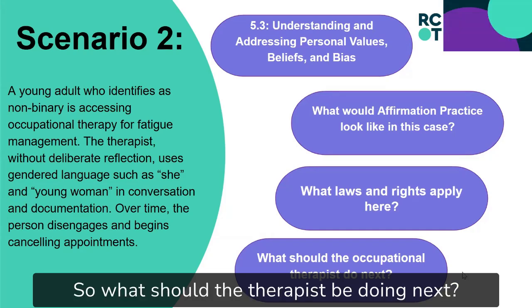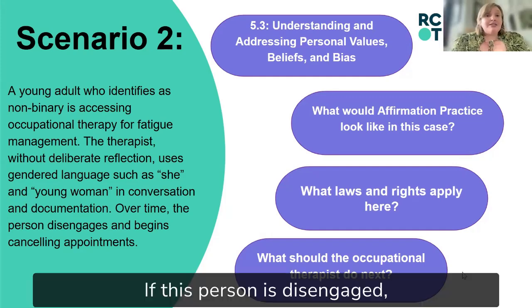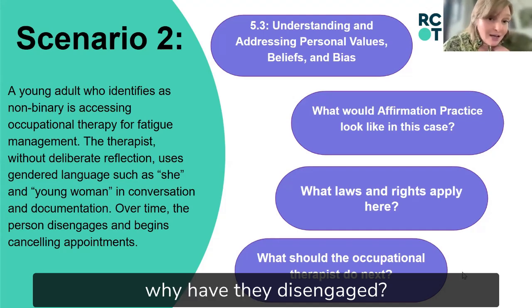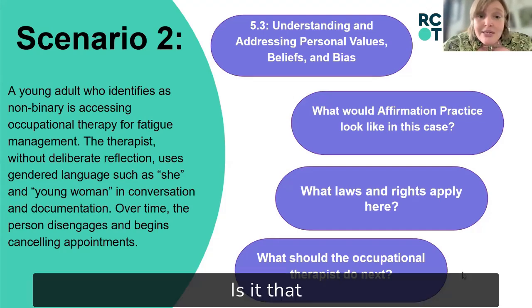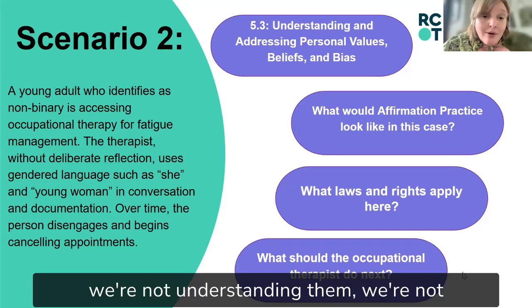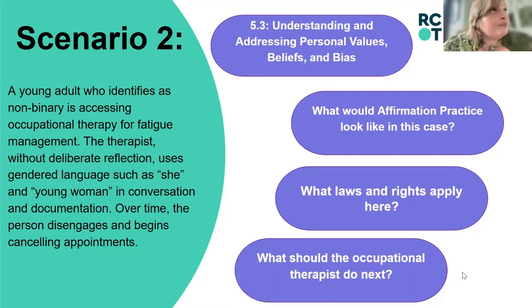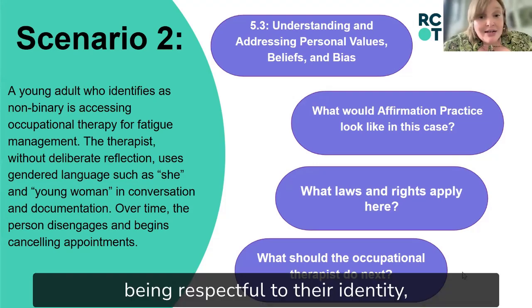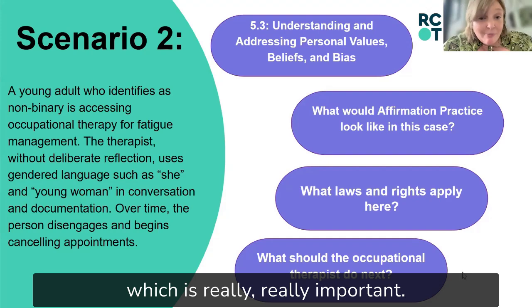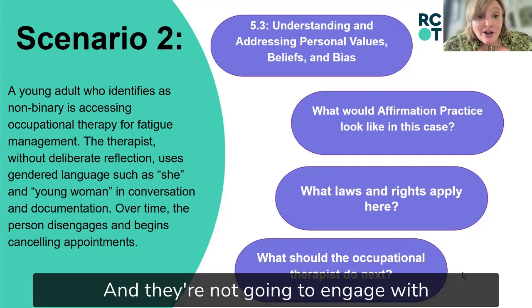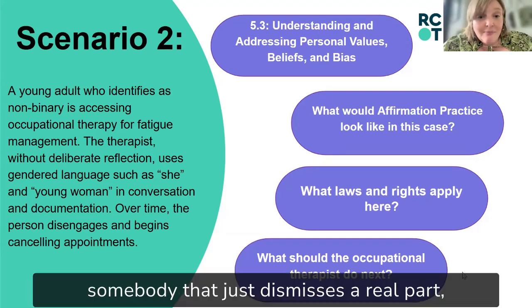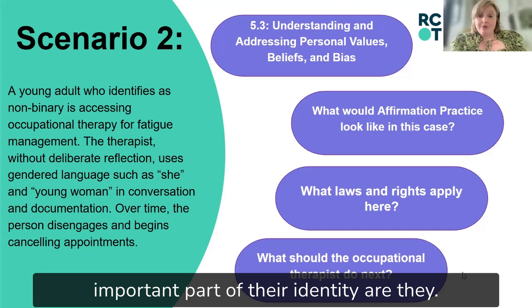So, what should the therapist be doing next? If this person's disengaged, why have they disengaged? Is it that we're not understanding them, we're not being respectful to their identity, which is really important? And they're not going to engage with somebody that just dismisses a real important part of their identity, are they?